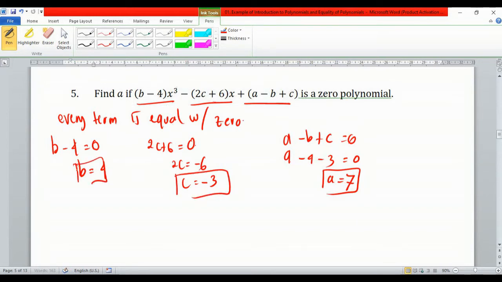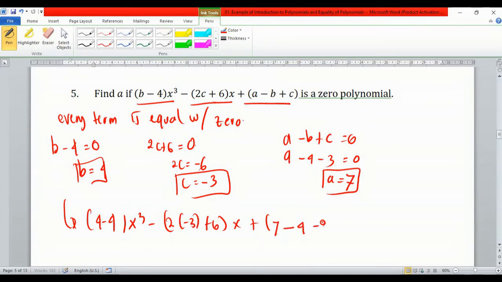You can substitute them in here. So 4 minus 4 x power 3 minus (2 times minus 3 plus 6)x plus (a is 7 minus 4 minus 3). So this one is 0 minus 0 plus 0. So this one is equal 0. So this one is called a zero polynomial. I hope you understand what I'm explaining. So let's jump to another slide.